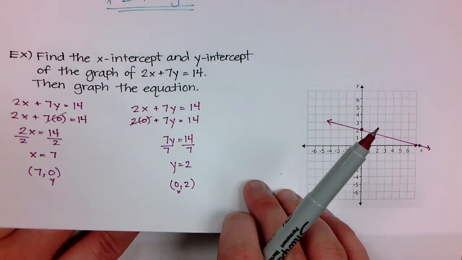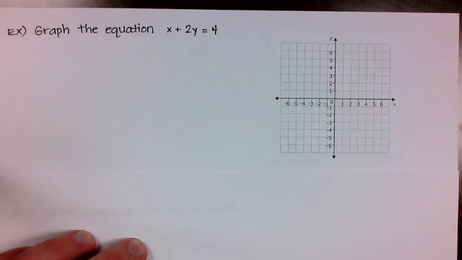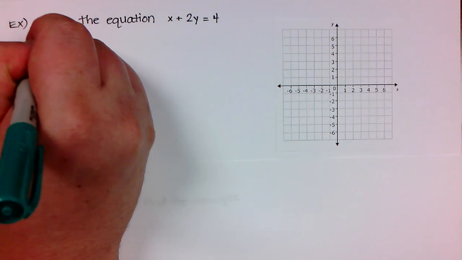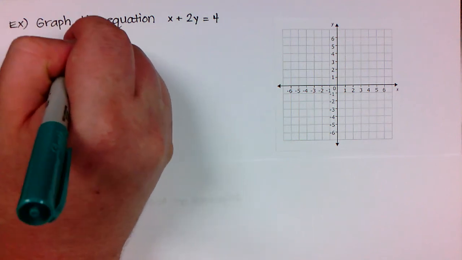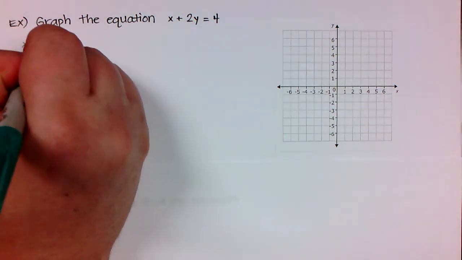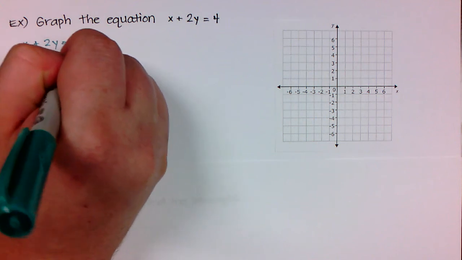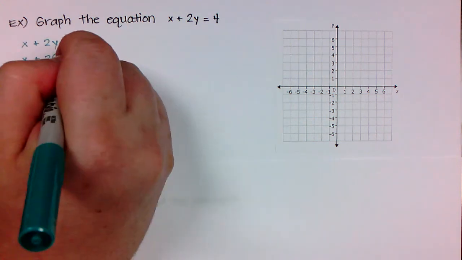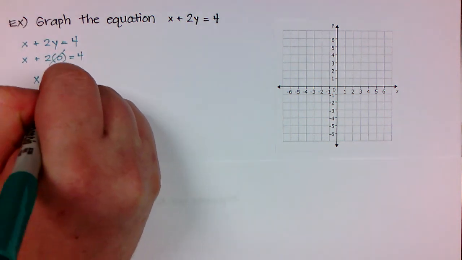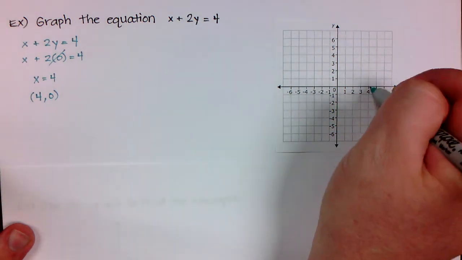Why don't we go ahead and try this one more time? So I have a new equation. It says graph the equation x plus 2y equal to 4. Okay, we're going to use this same technique of finding the x-intercept and the y-intercept. So let's rewrite the first equation. x plus 2y is equal to 4. Okay, if I'm going to look for the x-intercept, I'm going to get rid of the y, so I'm going to replace it with the number 0. And that cancels out, and I'm left with x is equal to 4, which means it's going to pass through the point (4, 0). I'm going to go ahead and just plot that right now.